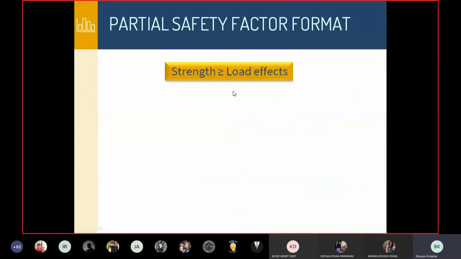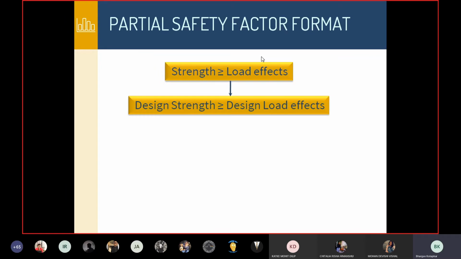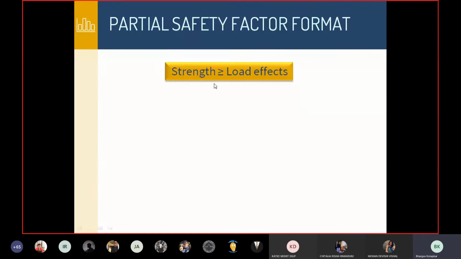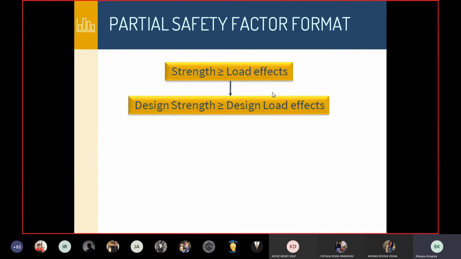So to put it in an algorithm, the strength should always be greater than the load effects, or the capacity should always be greater than the demand. Before that, when we divide the ultimate capacity by the safety factor, we get what is called the design capacity or design resistance. And when we multiply the working load by the safety factor, we get what is called the design load. This is the load for which you have to design, and this is the strength that you're going to use for design. So the design strength should always be greater than the design load effects.